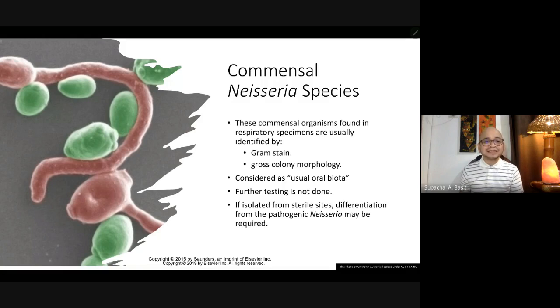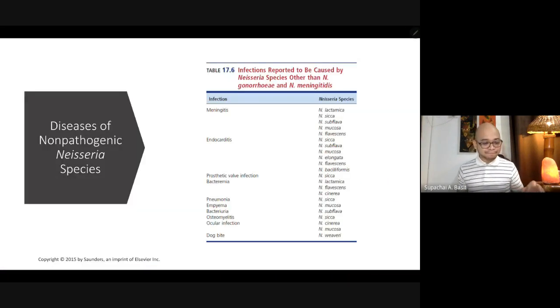So if isolated from a sterile site, we have to differentiate it from pathogenic Neisseria, such as Neisseria meningitidis or Neisseria gonorrhoeae. So ito nga, infections reported to be caused by Neisseria species other than Neisseria gonorrhoeae and meningitidis. Pwede rin pala sila mag-cause ng meningitis, endocarditis, prosthetic valve infection, bacteremia, pneumonia, empyema, bacteriuria, stomatitis, ocular infection, and even dog bite. Can you imagine that, no? So this particular supposed to be non-pathogenic can be pathogenic, particularly if you become immunocompromised.